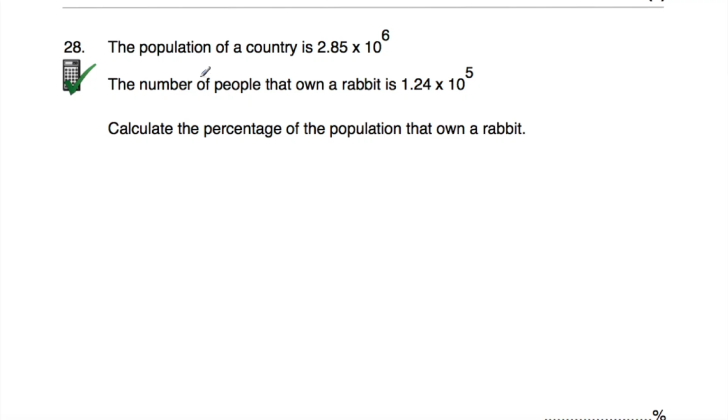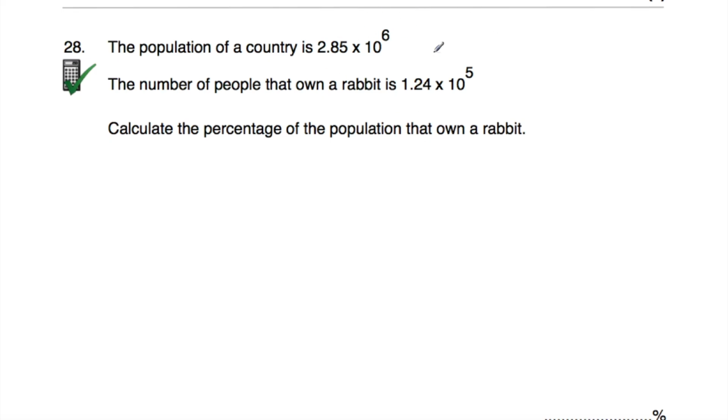Question number 28 says the population of a country is 2.85 times 10 to the power of 6. So the population's been given to us in standard form. It's in standard form because we've got a number between 1 and 10, bigger than or equal to 1 but less than 10, times 10 to a certain power. And the number of people that own a rabbit in this country is 1.24 times 10 to the power of 5.